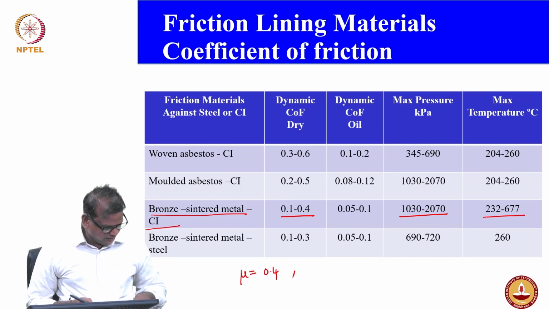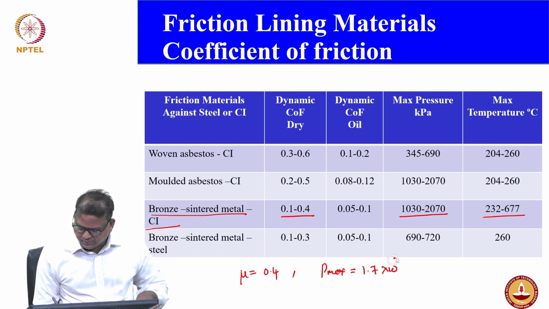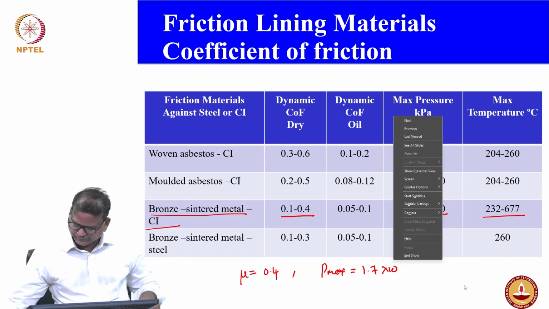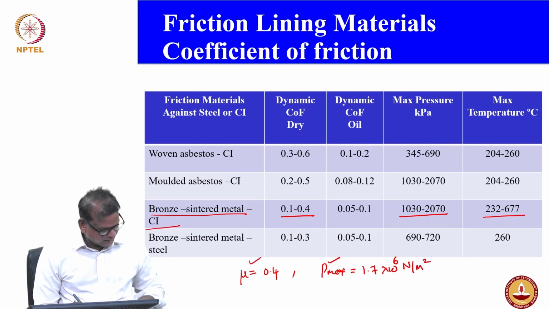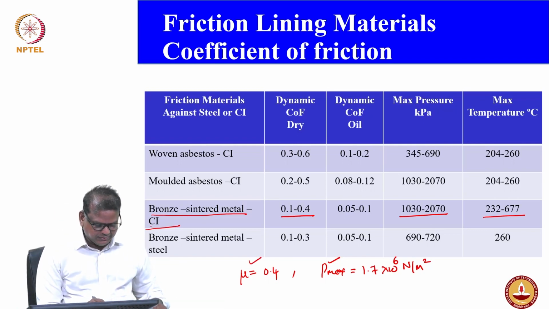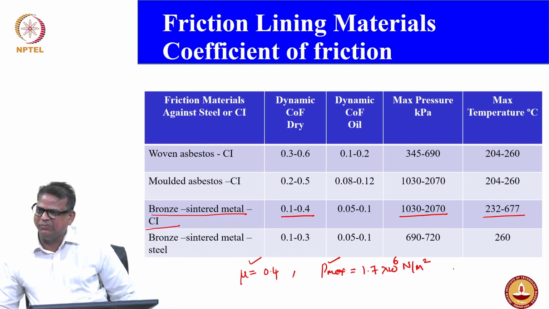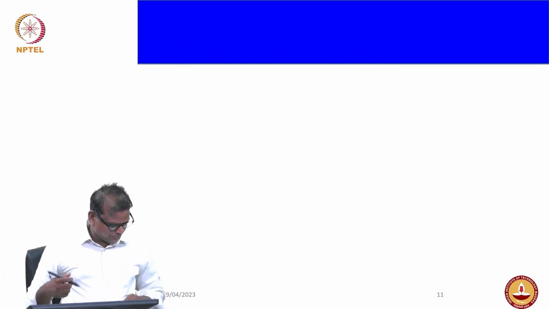The pressure you can choose either way. Here we are going to choose the maximum allowable pressure, 1.7 times 10 power 6 Newton per meter square. So these are the 2 inputs we have taken for a bronze sintered metal and cast iron friction lining. Other than that, we don't have any other information, do we? No, right? So how are we going to proceed? What is the way to proceed?